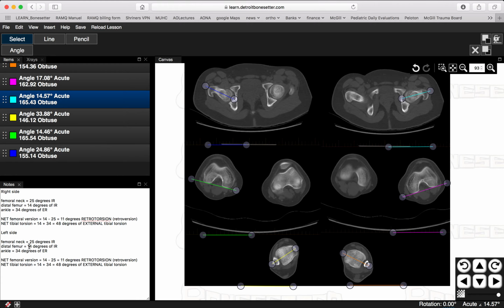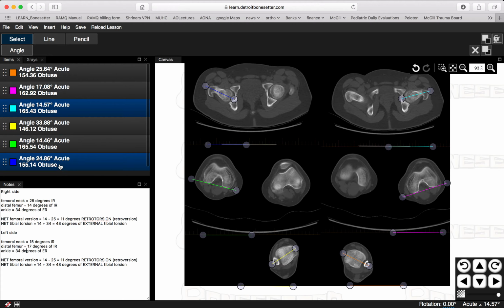All right, so we're going to go to the left side. The femoral neck in turquoise is 15 degrees internally rotated. The distal femur in purple is 17 degrees of internal rotation, and the tibia in orange is 26 degrees of external rotation.